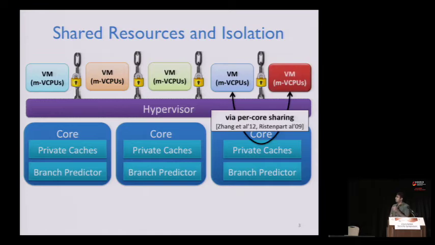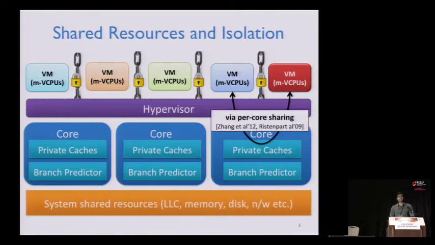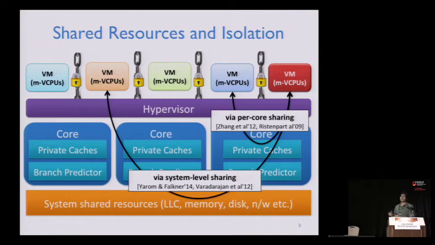Unfortunately, current hypervisors do not provide only logical isolation. In the past, it has been shown that side channel attacks via this per-core sharing could leak secret information. Similar attacks are also possible in system shared resources, and later in this session, Yaram will give you a talk on how one could do such an attack. But in this talk, we're going to focus on side channels that exploit per-core sharing.